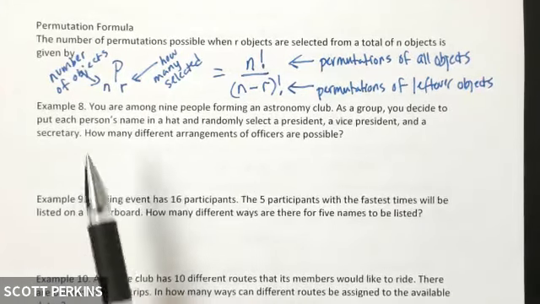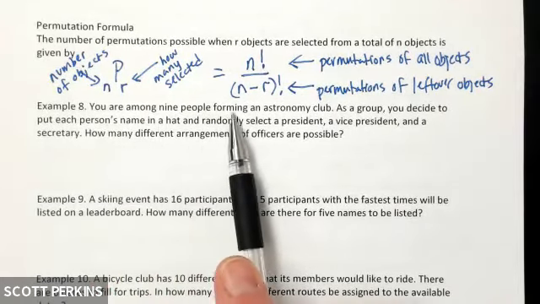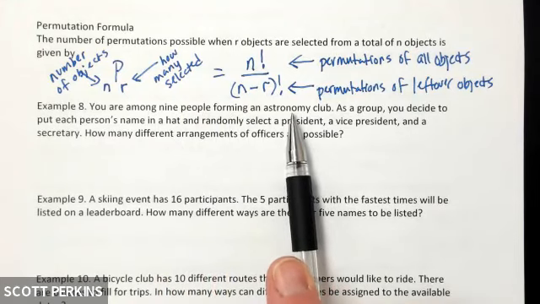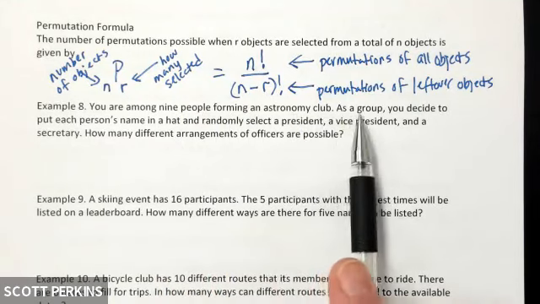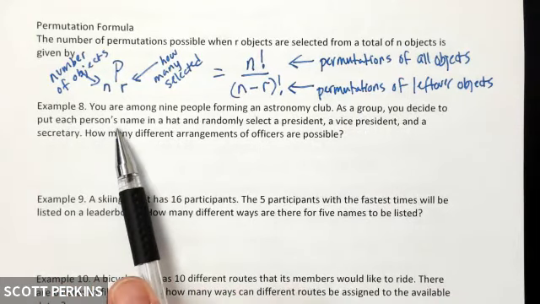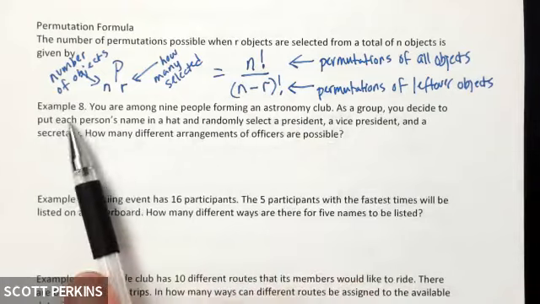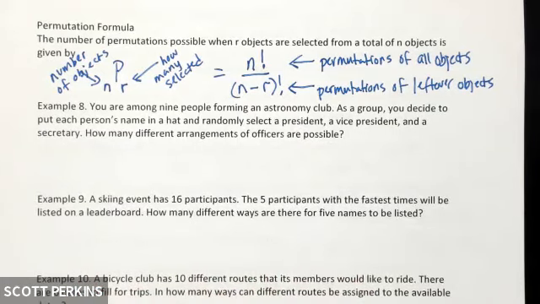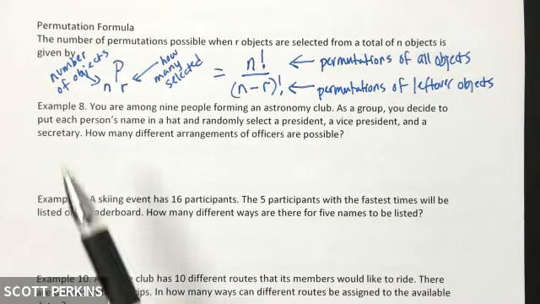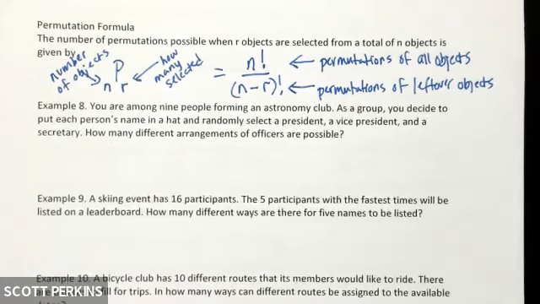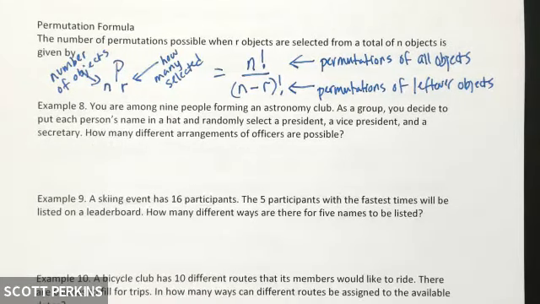So example 8 says this: you are among 9 people forming an astronomy club. Astronomy's fun. As a group, you decide to put each person's name in a hat and randomly select a president, a vice president, and a secretary, because there's no better way to pick leadership than randomly. How many different arrangements of objects are possible? Now, before we do the problem, here's what I want you to answer. What about this problem tells me that order is important? Why does order matter?